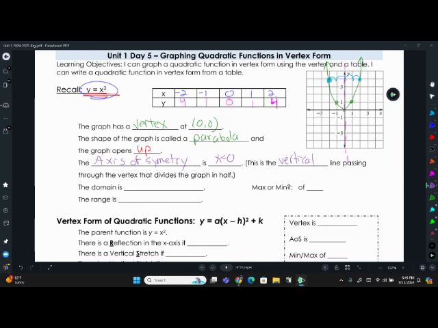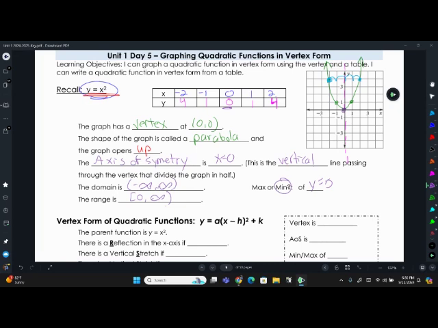The domain of every quadratic is negative infinity, comma infinity, no matter what. All quadratics have a negative infinity, comma infinity domain, and the range of this one is 0, comma infinity. Smallest y value, and it goes up. This one has a minimum value of y equals 0. That's the smallest y value.